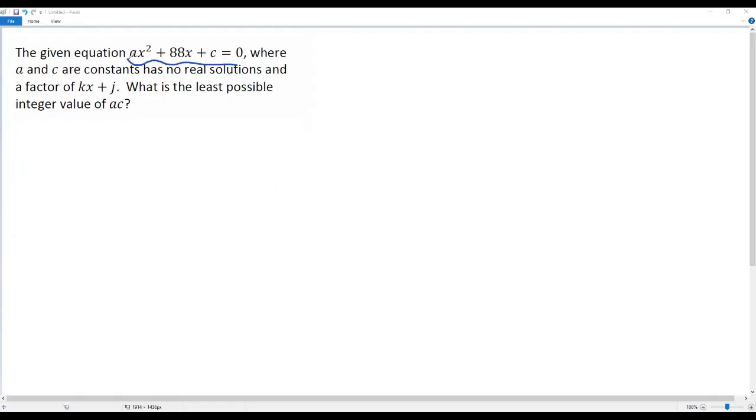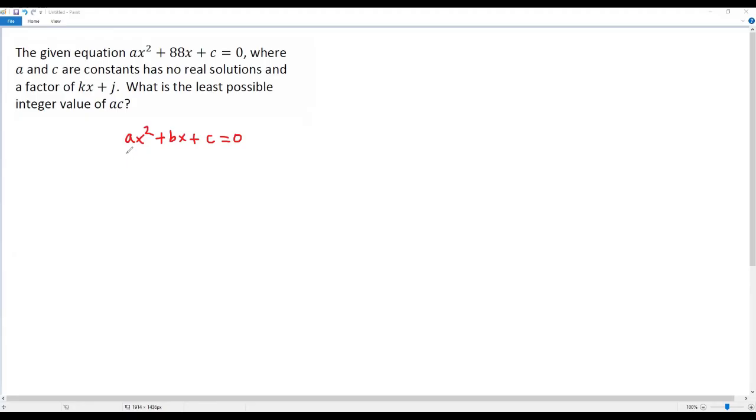Actually, the given equation is a quadratic equation in standard form and it has no real solutions, and also the quadratic expression we have over here has a factor of kx + j. Our aim is to find the least possible integer value of ac. Now let me consider a quadratic equation in standard form, that is ax² + bx + c = 0. When we have a quadratic equation, the maximum number of real solutions is 2.